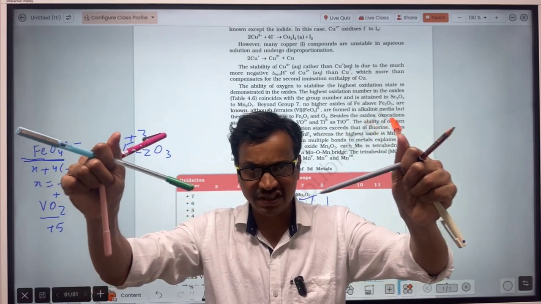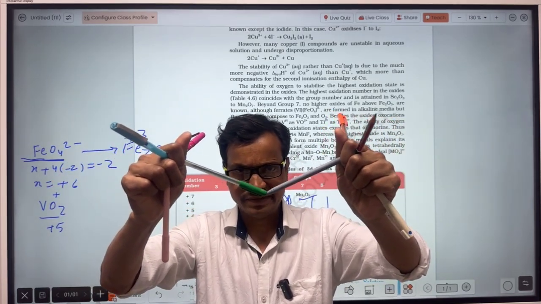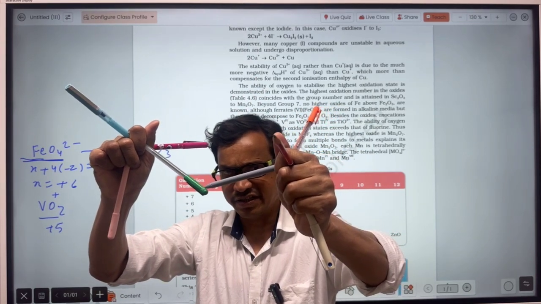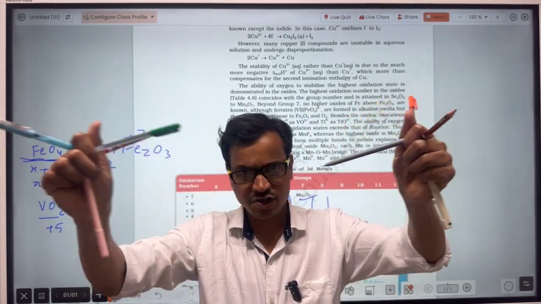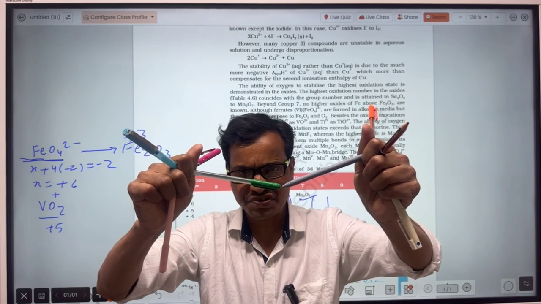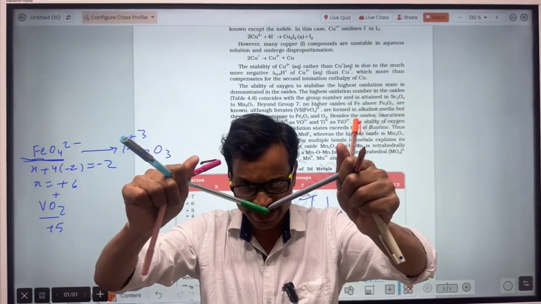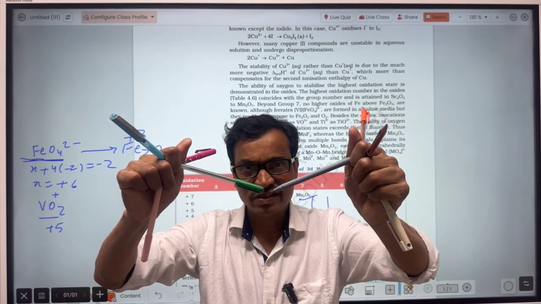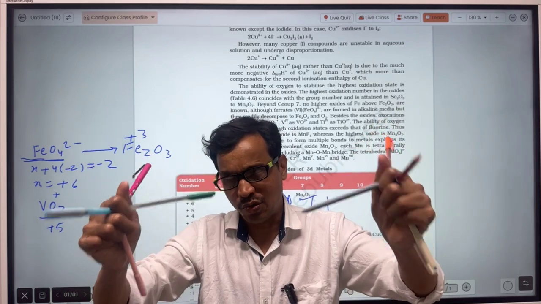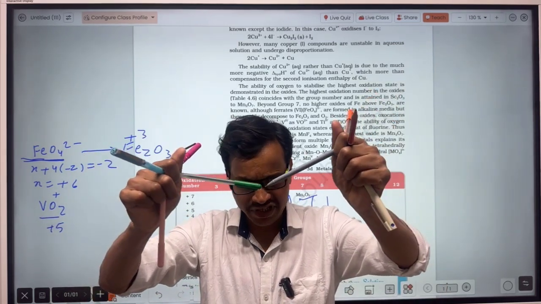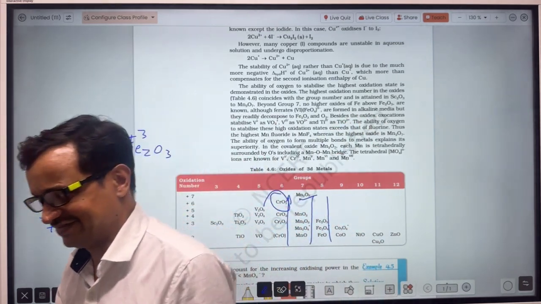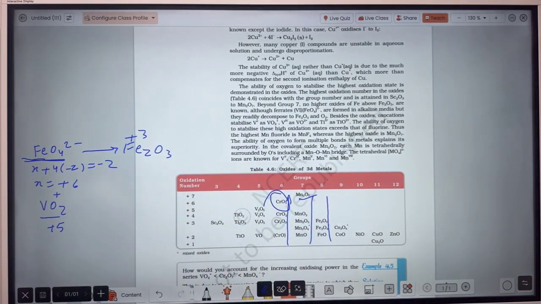Suppose there will be oxygen, it will get bonded here. So this geometry at this one is tetrahedral. And this geometry is also tetrahedral. So the shape of Mn2O7 will be two tetrahedra bonded at the oxygen atom. Okay, so that's the shape.